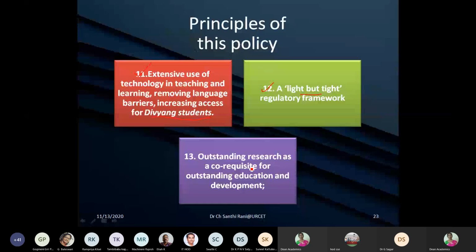Then, outstanding research as co-requisite. Try to understand this. Outstanding research as co-requisite for outstanding education and development. So along with the education, outstanding research is also required. That is another principle of this NEP.